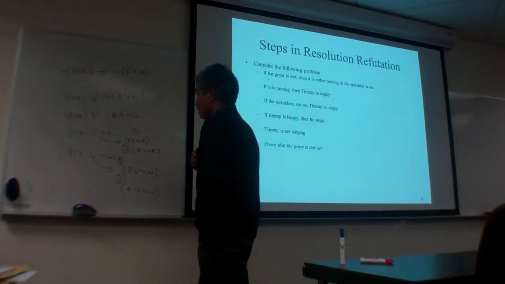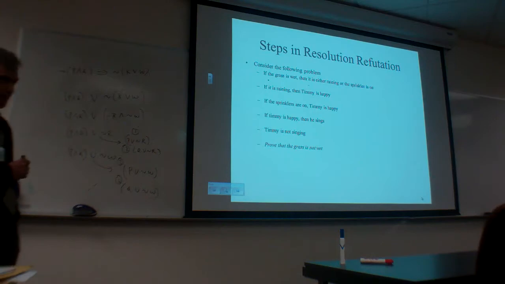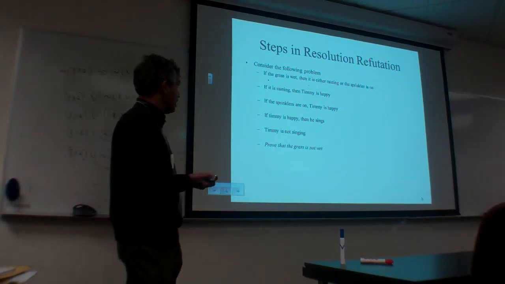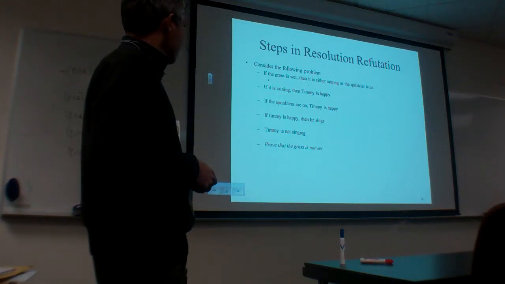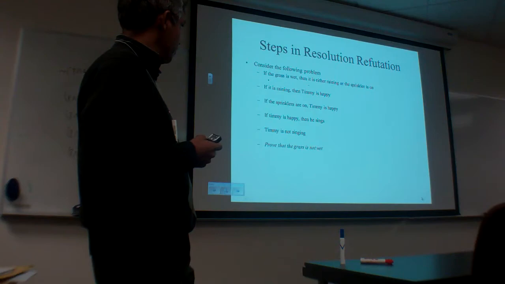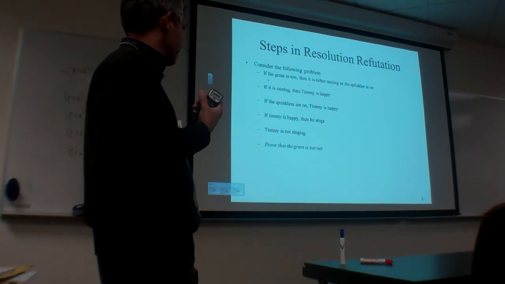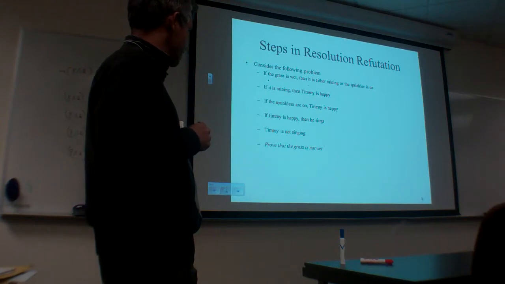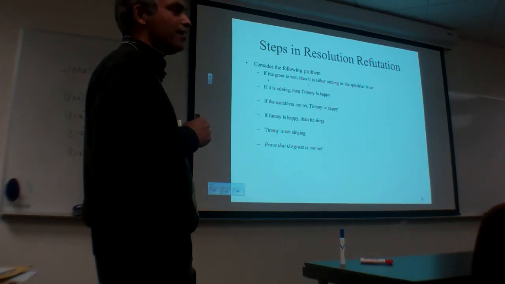Okay, so I'm going to do a non-trivial example now for propositional logic. Here is my English statement of the problem. If the grass is wet, then it's either raining or the sprinkler is on. If it's raining, then Timmy is happy. If the sprinklers are on, then Timmy is happy. If Timmy is happy, then he sings. Timmy is not singing. Okay, prove that grass is not wet.